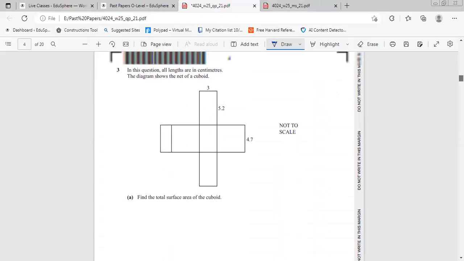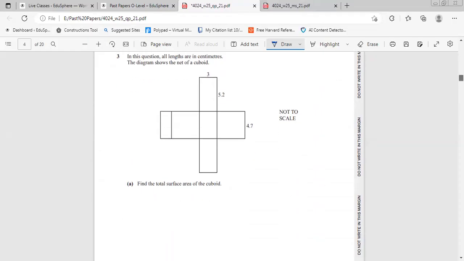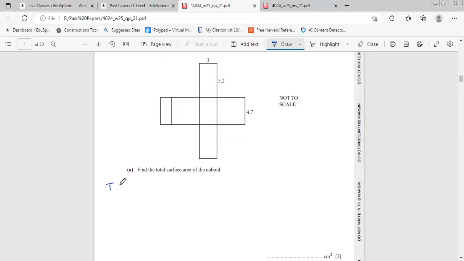Next, we have the question where we are going to find the total surface area of the cuboid. For the total surface area, there is a formula, although you can also take the areas of all the faces separately. But it is very simple to use the formula. The formula for the total surface area is 2 times length times width plus 2 times width times height plus 2 times height times length. Because all the faces in the cuboid come in equal pairs.